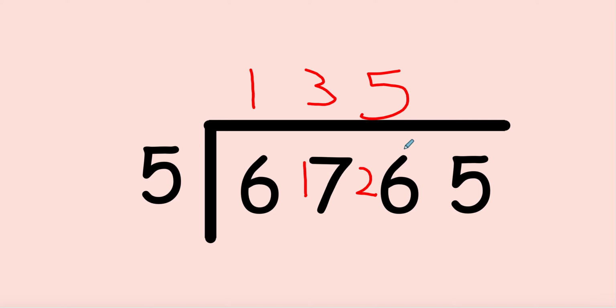And then if I'm counting from 25 to 26, I would count on 1 more. So that becomes 15. And we know that 3 times 5 is 15, giving me the answer of 1,353 as my answer to 6,765 divided by 5.